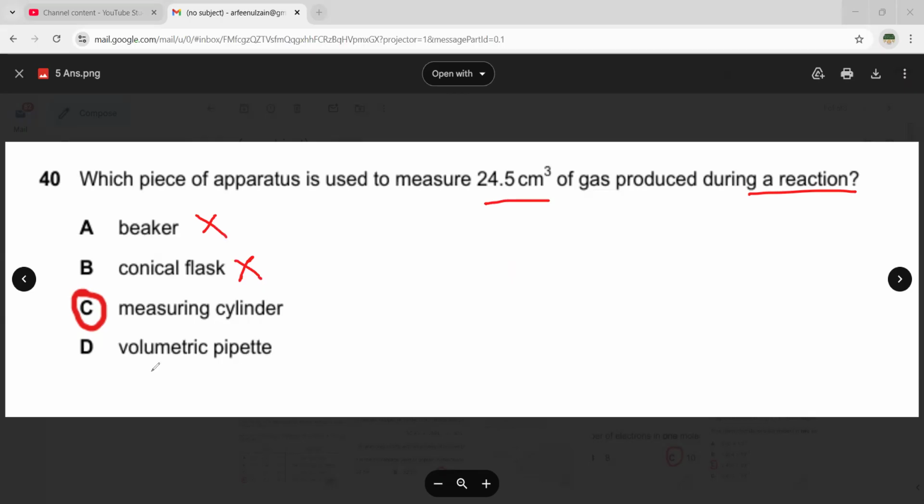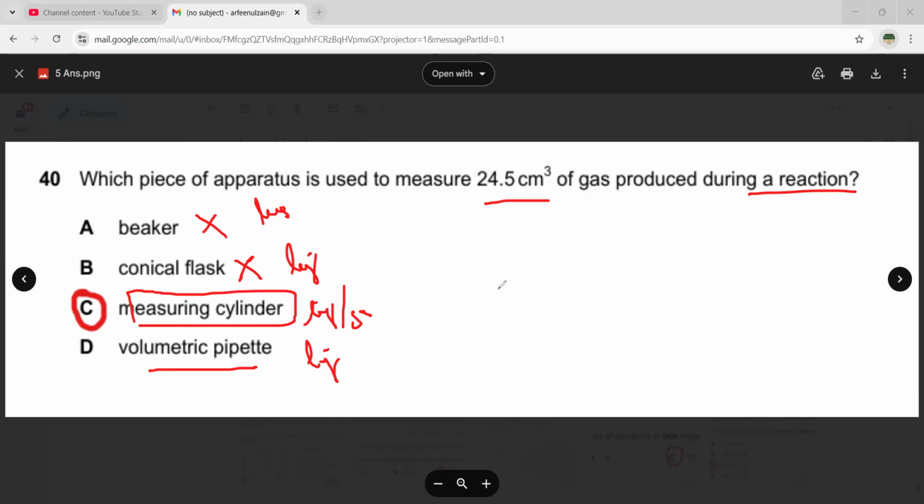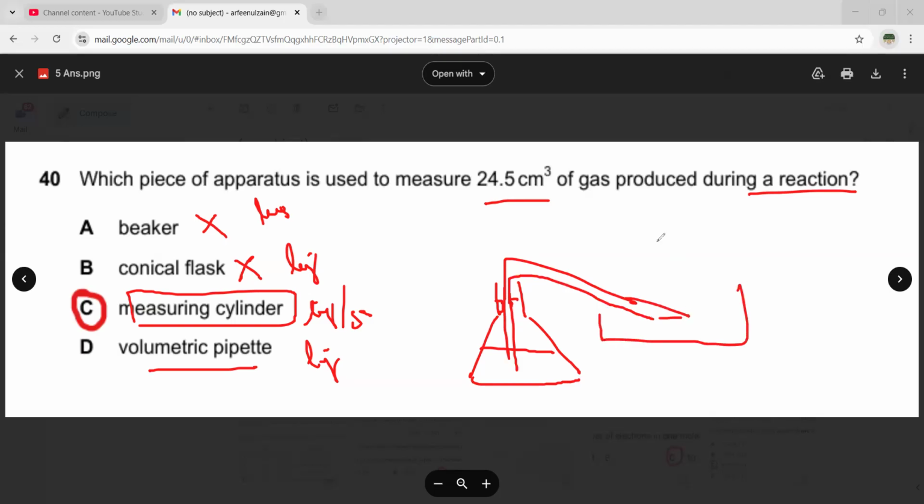A volumetric pipette is for liquid. A conical flask is for the liquid. A beaker is for liquid. A measuring cylinder can be used to measure the liquid or a gas. So if you remember some experiments, when a gas is given off during a reaction, we can collect this gas over the surface of water by using the inverted measuring cylinder.